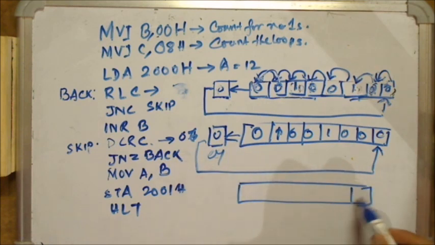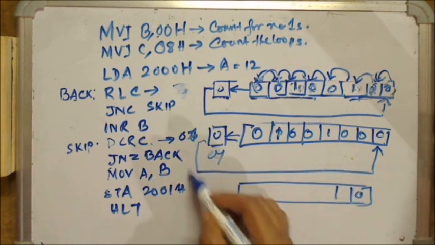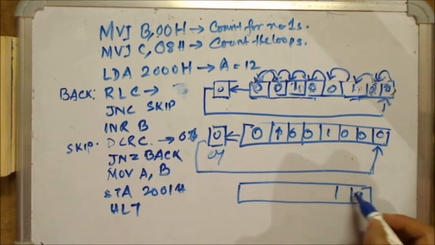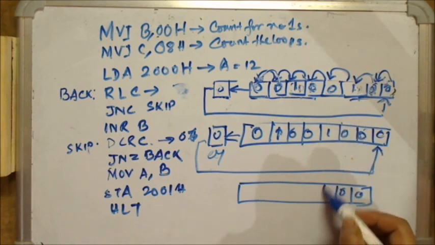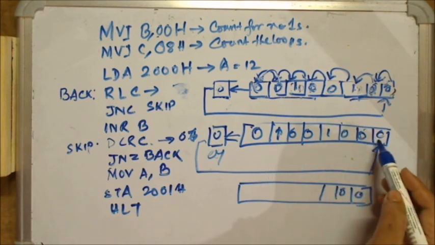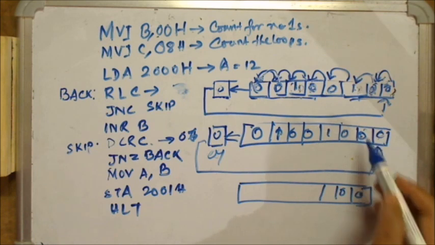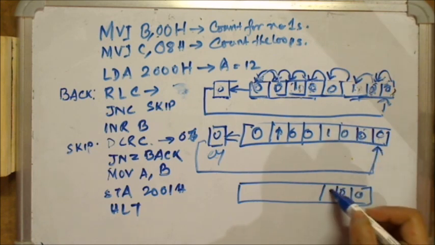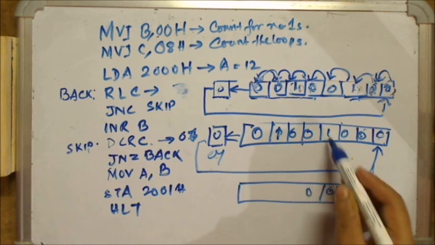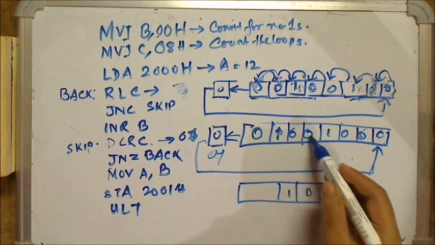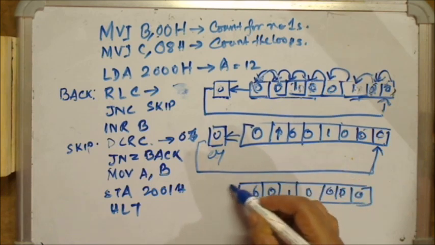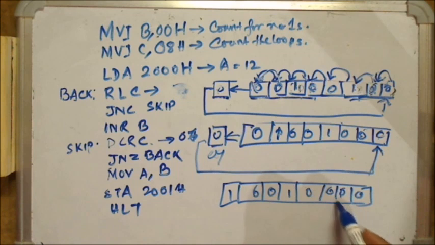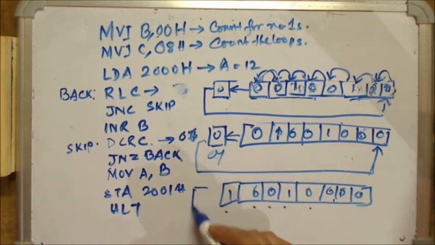Okay. So what will happen? 0. Again this will come here. So this will be 0. This 0 will go here. This 0 will go here. This 0 will go here. This 0 will go here. This 0 will go here. This 1 will come here. Then this 0 will go here. This 0 will go here. And the 1 will come in the MSB now. Okay. And carry flag.